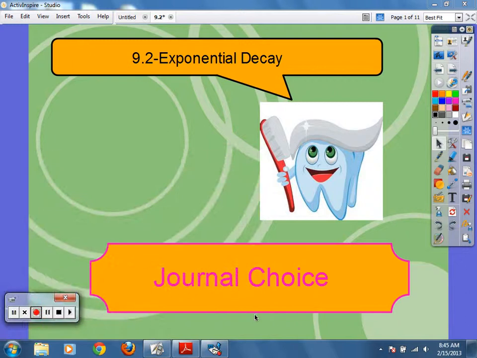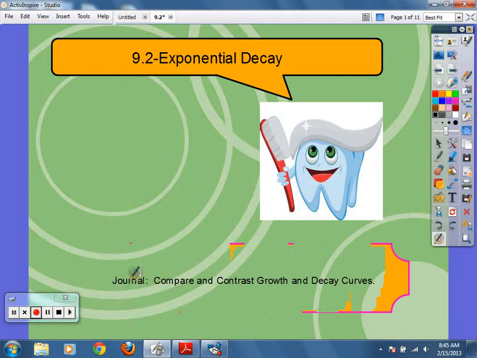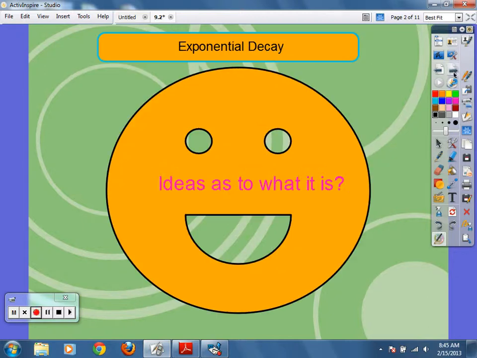Okay, here are your notes for section 9-2, and today we're going to talk about exponential decay. I have a journal choice for you, and what you're going to do is compare and contrast growth and decay curves. Okay, it's a pretty easy comparison, especially after you look at the graphs and these types of word problems that we're talking about, so I think it would be an easy one for you to do.